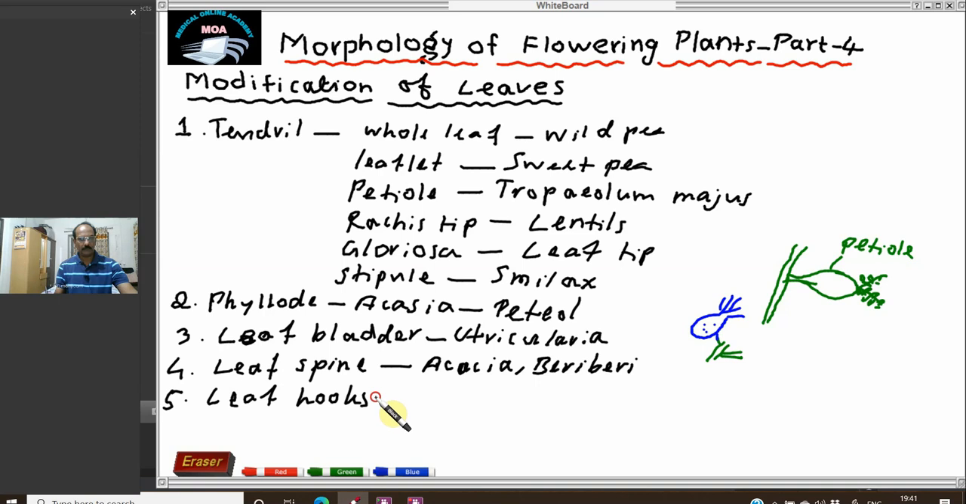What is the purpose of the hook? It helps the plant to climb on another plant. For example, Doxantha unguis. One plant is called Doxantha unguis. It is just like a cat nail, a cat claw-like structure. So I will use the name Doxantha unguis. Unguis means a finger-like structure, or it is called cat nail. Unguis cati, the name of the plant.